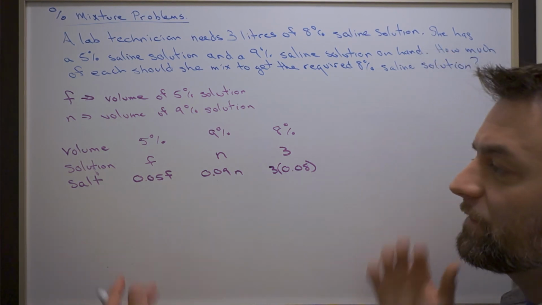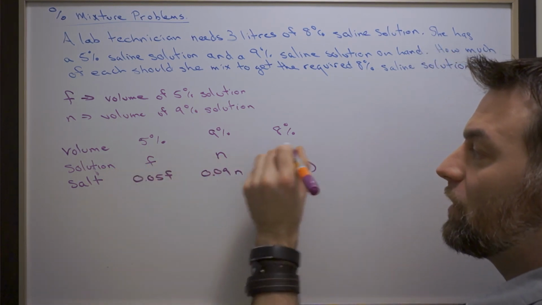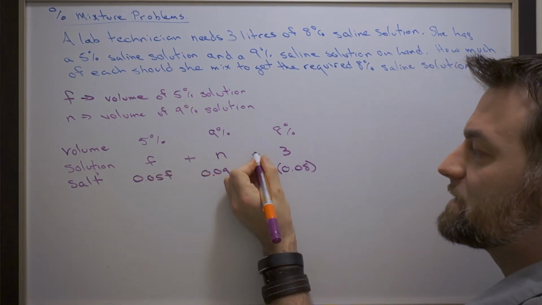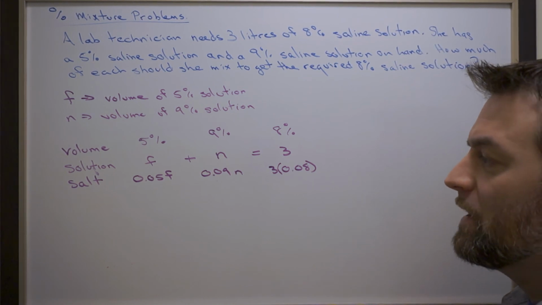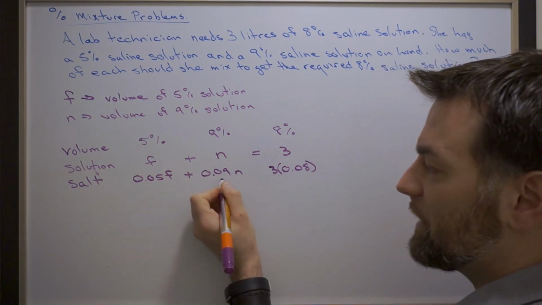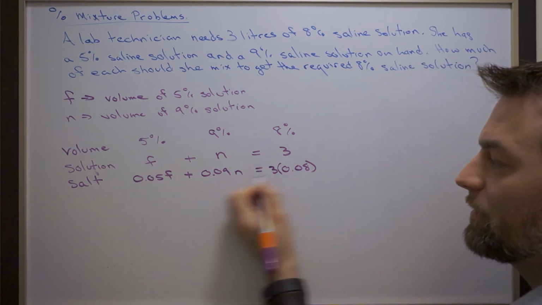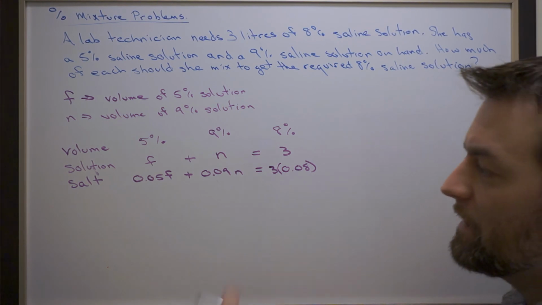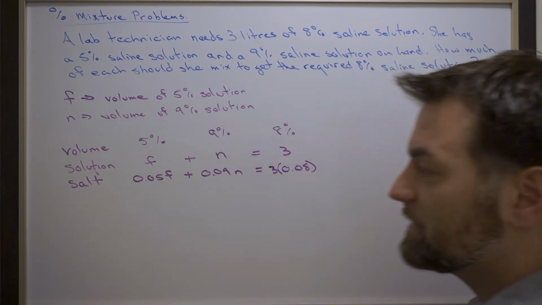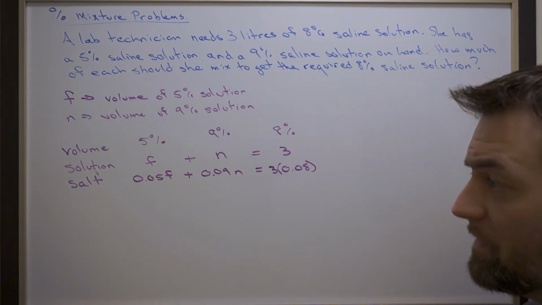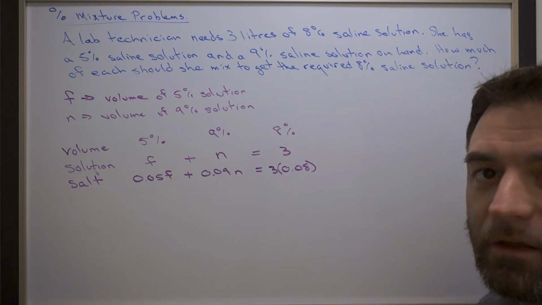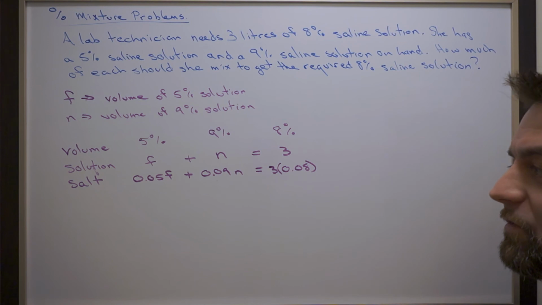So if we look at this, our total volume we're looking for is 3. If we add the amount of 5% solution to the amount of 9% solution, that will give us our total volume. And this is the total volume of salt. If we add how much of the 5% and the 9% solutions we have, that will tell us the total amount of salt. So that gives us our 2 equations, which we can now solve using substitution or elimination. I wouldn't recommend a graphing method here because 5 and 9% are small decimal numbers that are going to be hard to put onto your grid.